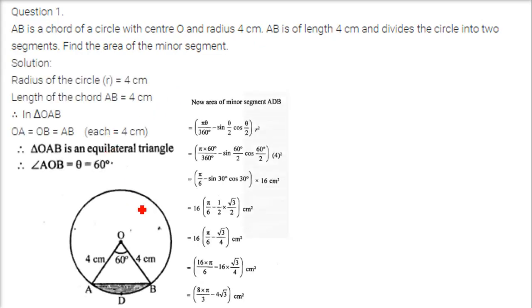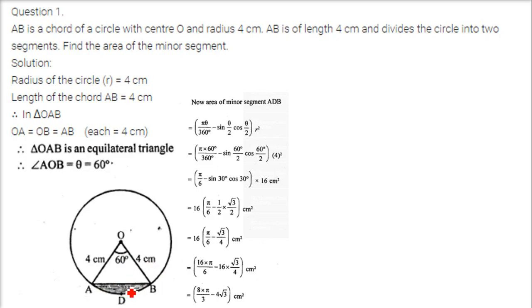AB is a chord of a circle with center O and radius 4 centimeter. So here we have a circle, and in this circle we have a chord. AB is a chord, the center is O and the radius is 4. And AB is of length 4 centimeter. This is 4, this is 4, this is 4.